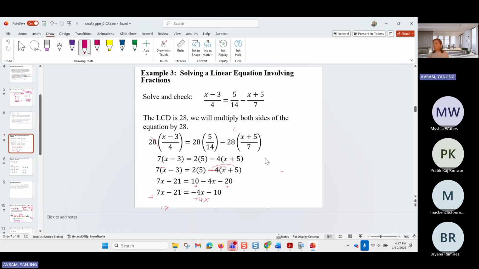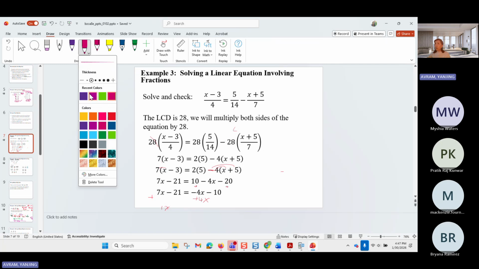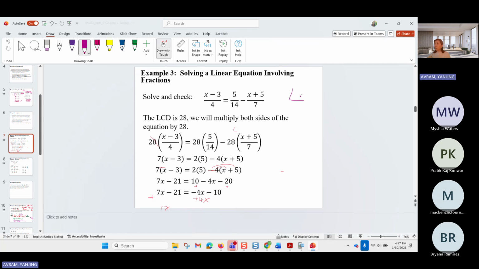We have a 4, right? And then we also have a 14, and we also have a 7. So we usually look at the largest denominator. The largest denominator here is 14. That way will be a really quick and easy way to find the LCD.